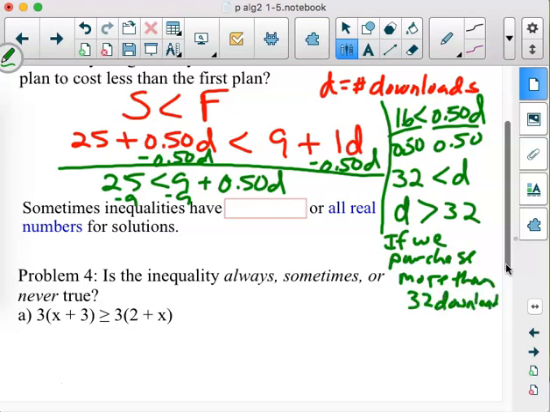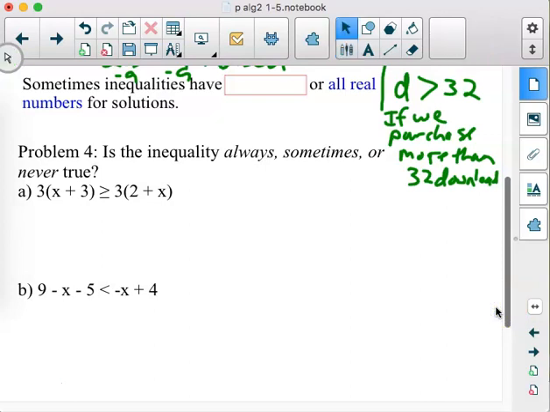So, yeah, the membership fee is more, but you don't pay as much for each of those downloads that you do. After 32, at 32 they'd be even. So if you're just going to do exactly 32, it's not going to matter. Now, like it says, sometimes inequalities have no solution or all real numbers for solution.